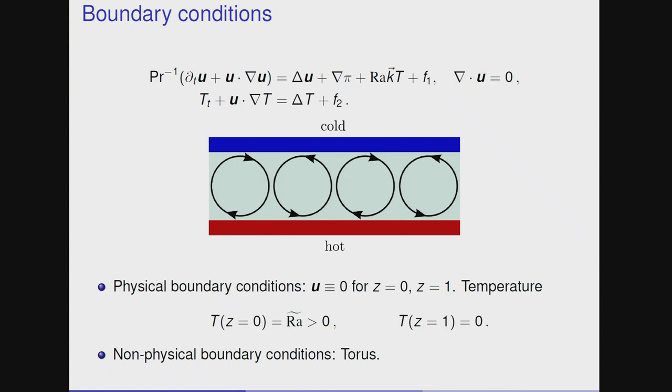All right, so what about the boundary conditions? So the canonical model for the Boussinesq system that's studied for, you know, 150 years now is the fluid confined between two plates. We are keeping the hot surface on the bottom and the cold on the top. So you can imagine it's like heating coffee in the morning, that you are heating water from below and cooling it from above, cooled by the air.